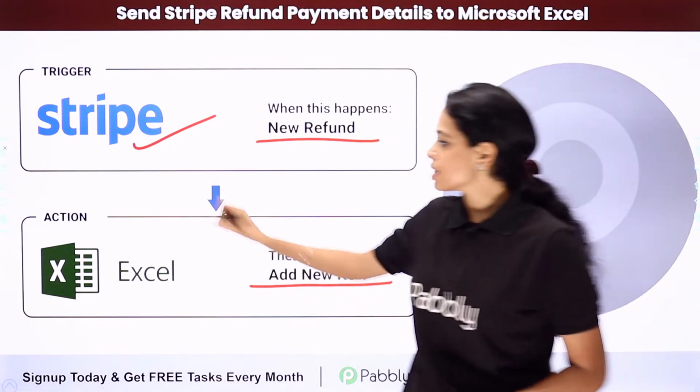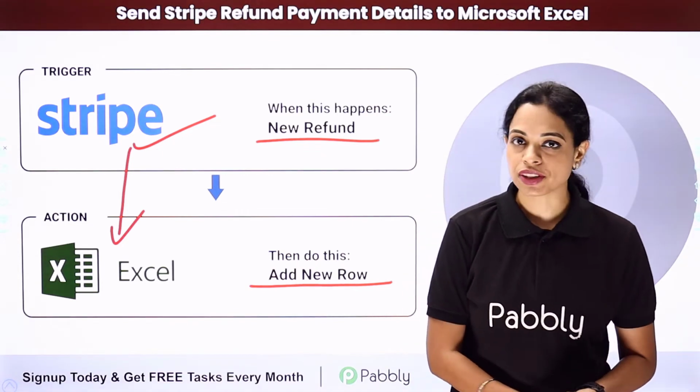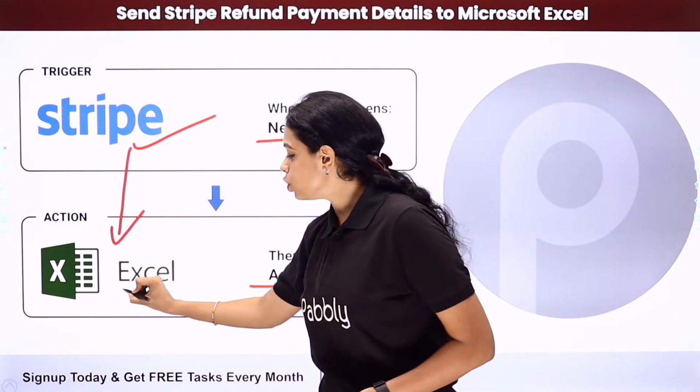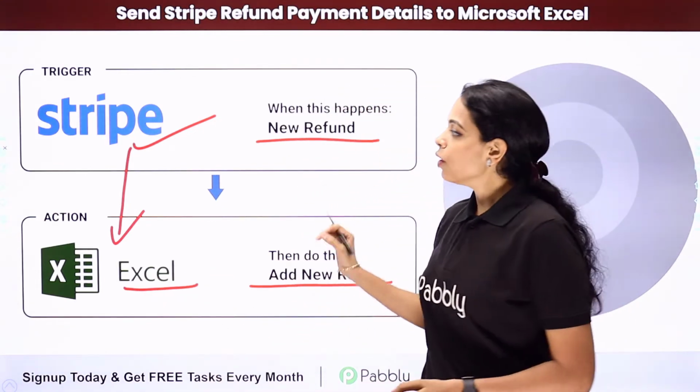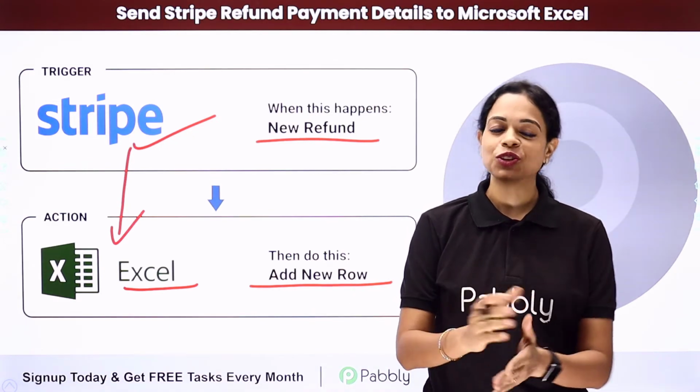How you can do this is by integrating these two applications, and the same can be done using Pabbly Connect software. Here your trigger application would be Stripe and your action application would be Microsoft Excel. Now how can you automate this process yourself? To understand this, let me take you to my screen.